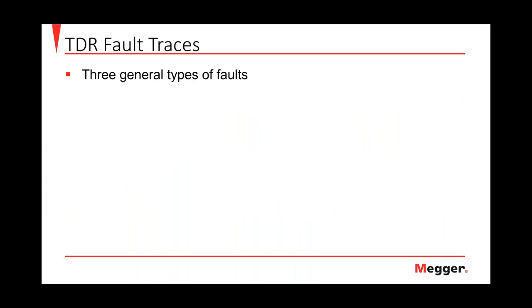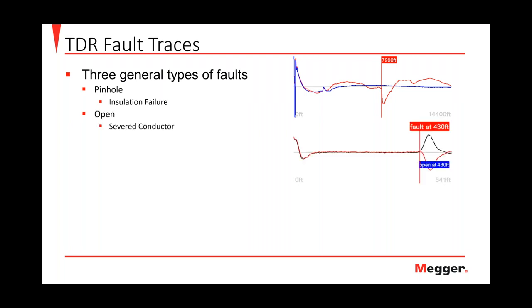So we do have three general types of faults that we're going to find. We have those pinhole faults, which we need the arc reflection method in order to find, and that is an insulation failure. We can also have opens, and we can arc across those sometimes, and that's a severed conductor. It's common on aluminum conductor cables, when there is a pinhole fault of severe magnitude, for it to actually separate that center conductor. It will burn itself back because the center conductor tends to atomize under fault conditions.